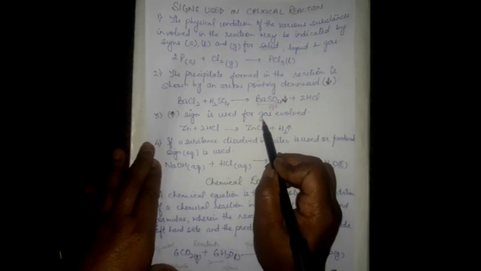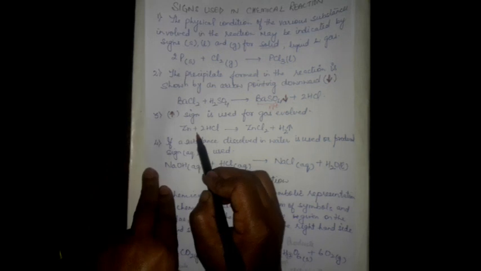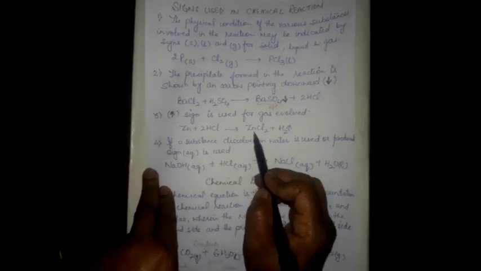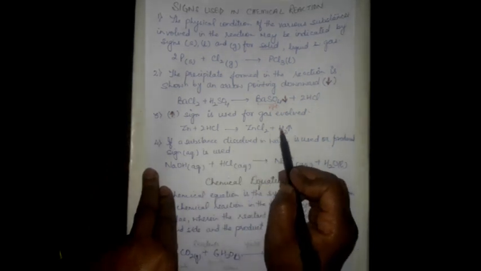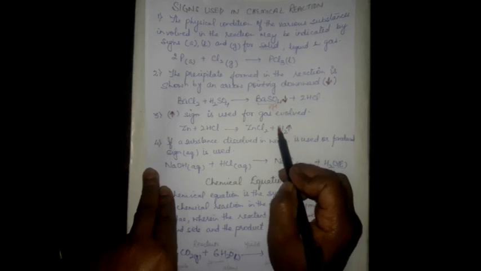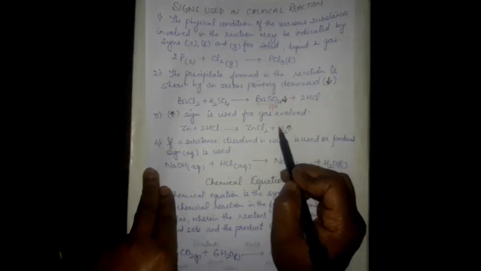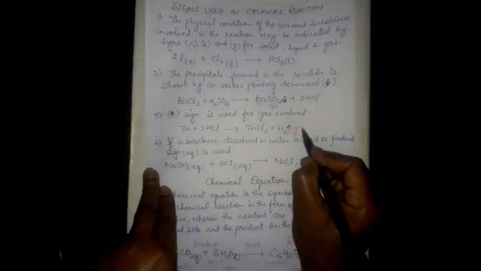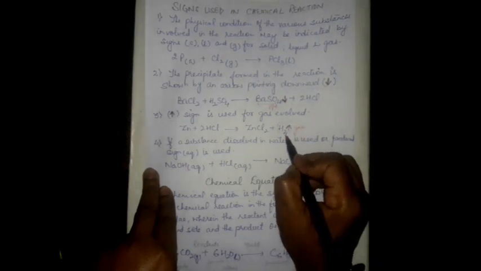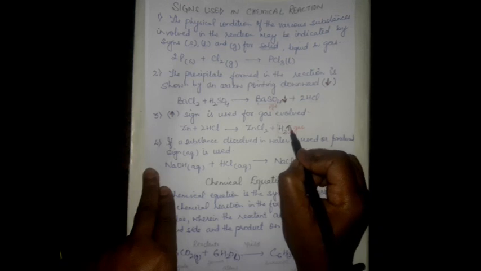When an arrow pointing upward is shown, it means that gas is evolved. For example, again with a chemical reaction I would like to explain. Zn plus 2HCl gives ZnCl2 plus H2, and the arrow is pointed upward. This shows that hydrogen gas is evolved. What is evolved? Hydrogen gas is evolved, which is pointed upward.